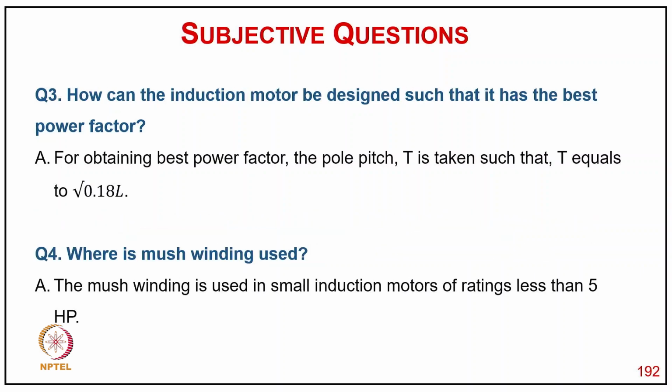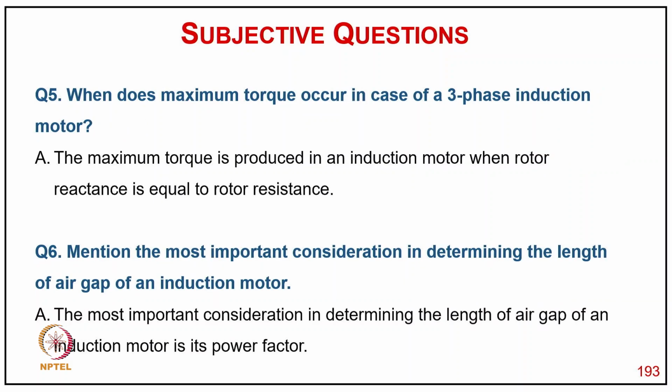How can an induction motor be designed such that it has the best performance, where T is taken under root 0.18 L, where the mass winding is used? The mass winding is used in small motors of less than 5 horsepower. Then, the maximum torque produced in the induction motor, and the rotor is equal to the total. Mention the most important consideration in determining the selection of air gap.